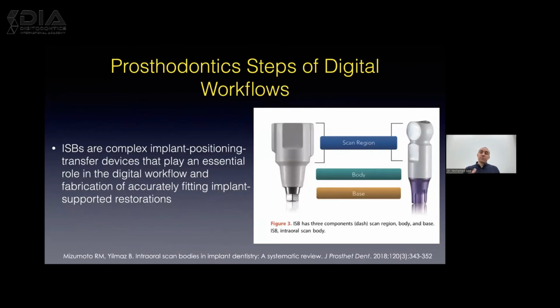After that, many scan bodies have been introduced to the market, and scan bodies are a complex implant positioning transfer device that play an essential role in the digital workflow and fabrication of accurately fitting implant-supported restoration. And this image shows how the scan bodies look like. It consists of 3 regions. The first region is the scan region. This is the region where the scanner gets the information from the scan body, and then the body itself, and then the base. Some of the bases are made from metal and others from PEEK or whatever materials they are using.